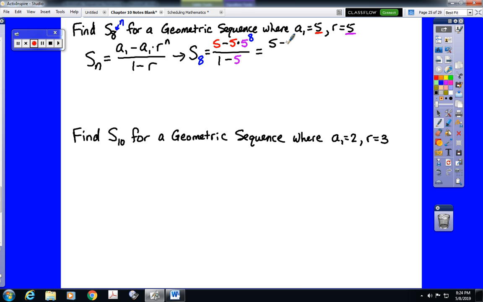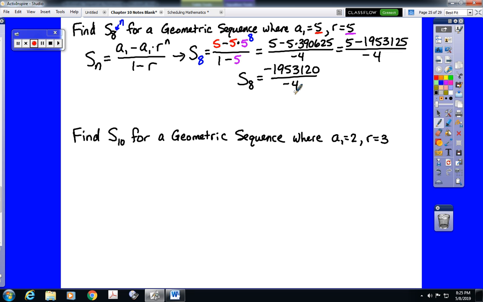So we'd start with the exponent on top, 5 to the 8th power, which is a pretty darn big number. So 5 to the 8th power is 390,625. Now while we're at it, we might as well do 1 minus 5 on the bottom because that's in parentheses anyway. Then we're going to carry out the multiplication. So 5 times that big number would give us 5 minus 1,953,125 divided by negative 4. Then we would do the subtraction. So 5 minus that would give us negative 1,953,120 divided by negative 4. So we carry out the division, and we get that S sub 8 is 488,280.